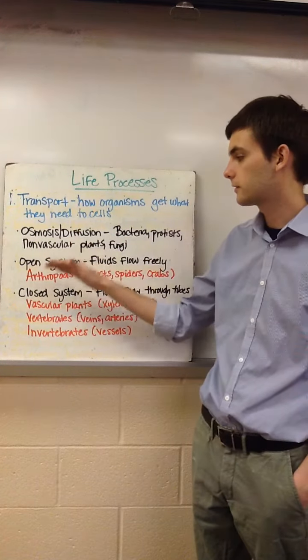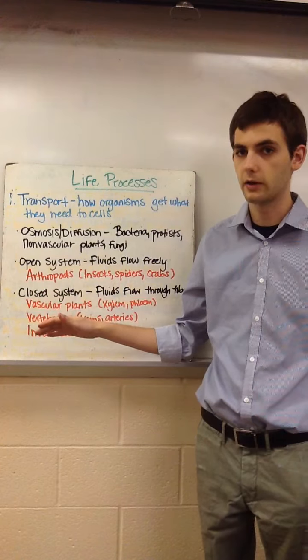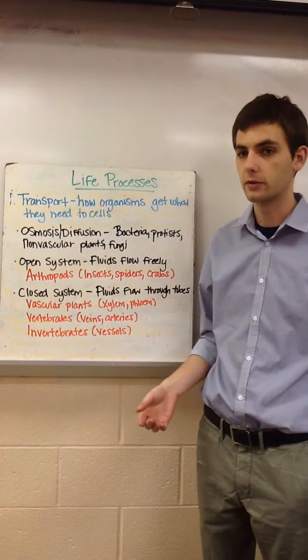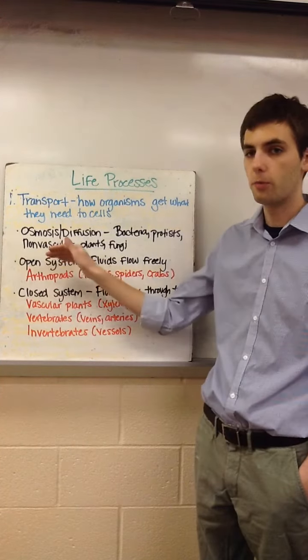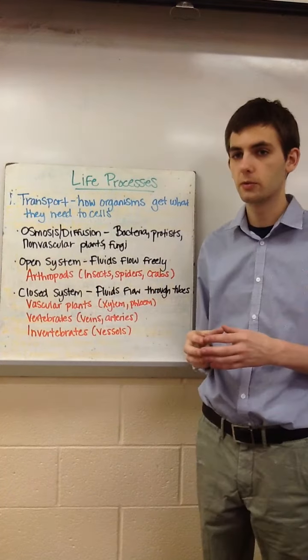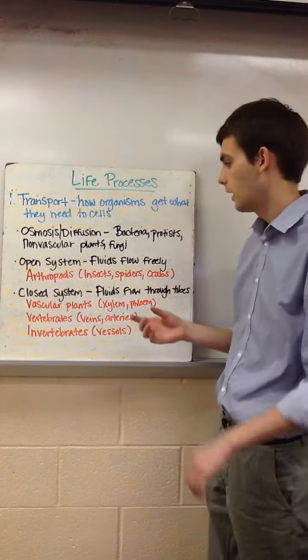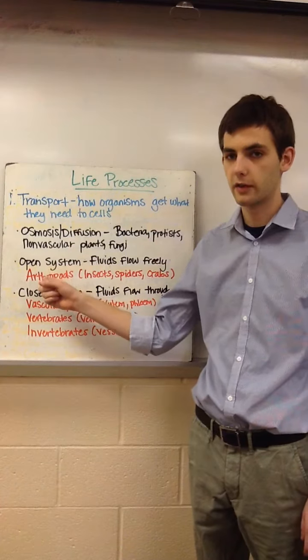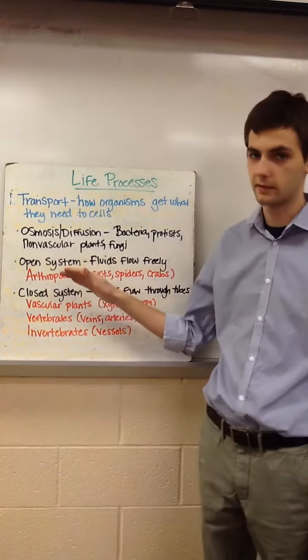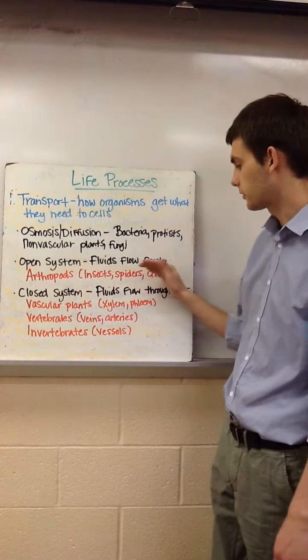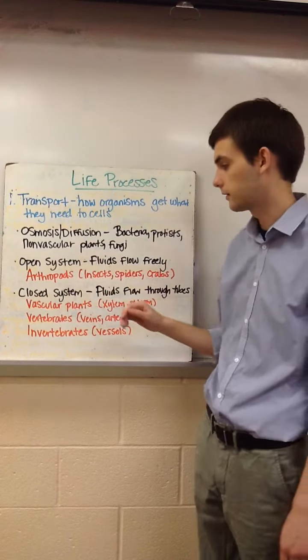There are 2 types of systems that are involved with transporting materials to cells. The first is what we call an open system, and this is when fluids within the body move freely, and so arthropods are a good example of an organism that have an open system. And insects, spiders, and crabs are all considered arthropods.